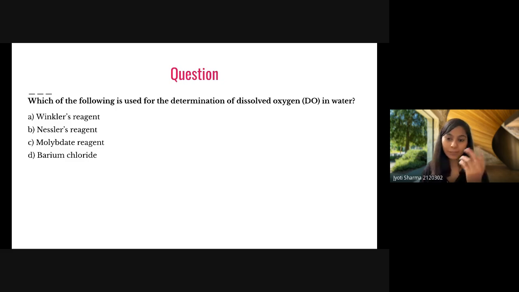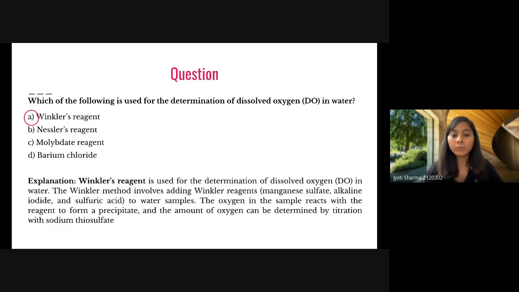But again, if the indicator for the health of your water body is dissolved oxygen, how can we calculate it? We have different reagents. Out of Winkler reagent, Nessler reagent, molybdate reagent, and barium chloride, whenever you want to test the dissolved oxygen in water, the reagent is Winkler reagent. You can use Winkler reagent to determine the dissolved oxygen in your water bodies.